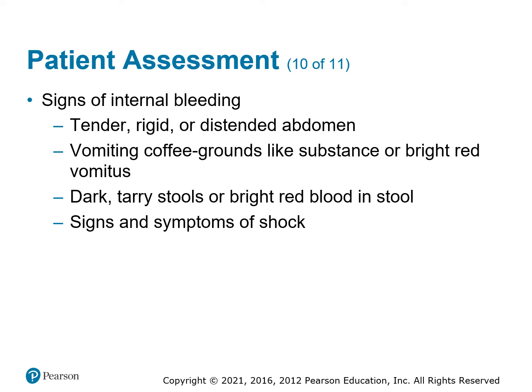If they're vomiting, what does it look like? Is it coffee ground looking, a dark substance, or is it bright red vomit? Bright red means that it's fresh blood, that it hasn't gone through any of the process of going through the body's systems. Is there dark tarry stool or bright red blood in the stool? That would indicate where the bleed is located in the GI system. And again, it's just reiterating over and over again: monitor the patient for those signs and symptoms of shock.